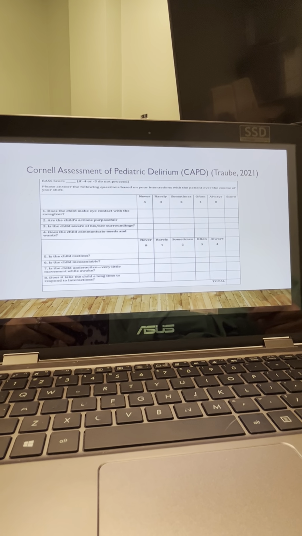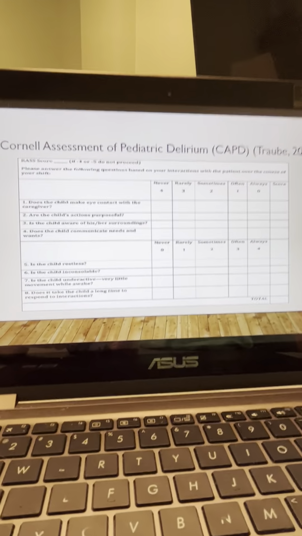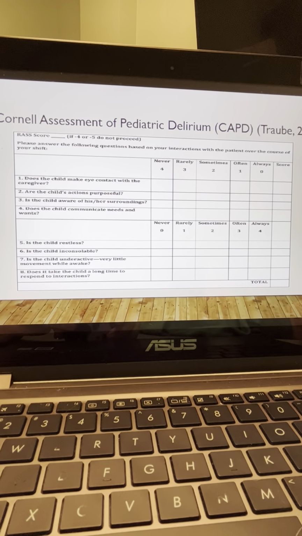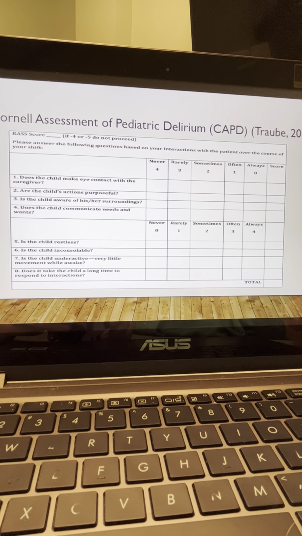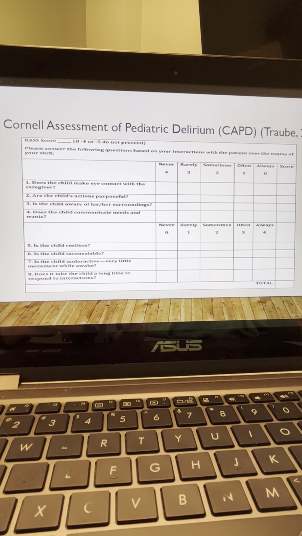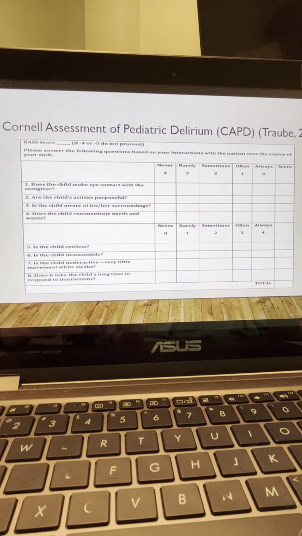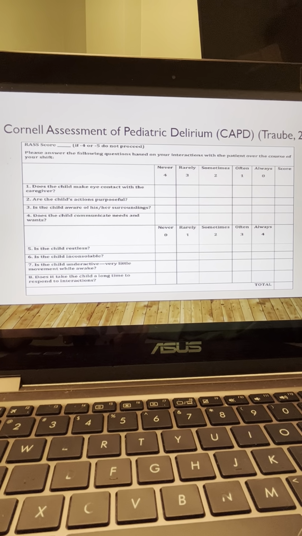So this is what the CAPD looks like. Now at the very top of it you see a RASS score. Please ignore that. This tool is going to be used all across Western North Carolina HCA sites, and that includes ICUs. The RASS score is for PEDS ICU, so it's not something we have to do. But the rest of it is very self-explanatory.